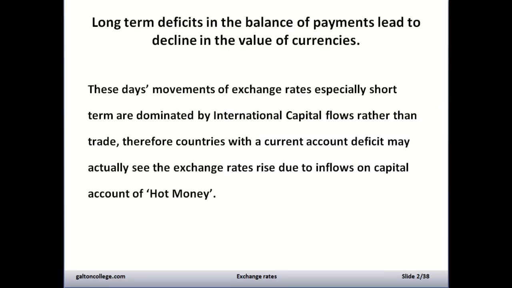For a start, when we have a long-term deficit on the balance of payments, that leads to a decline in the value of the currency. Quite simply, if a country is importing more than it's exporting, then the country must pay for the net difference, must pay for the excess imports, and it does that by selling its own currency, which forces down the value of its currency on the foreign exchange market, so the exchange rate will fall. So if a country is running a long-term deficit, its exchange rate will tend to fall.